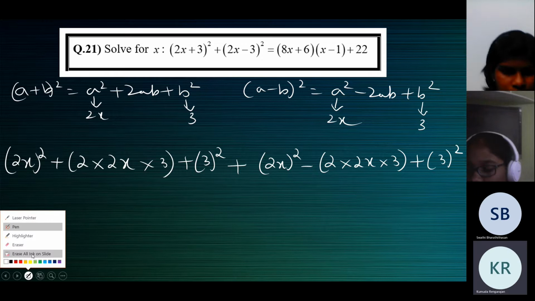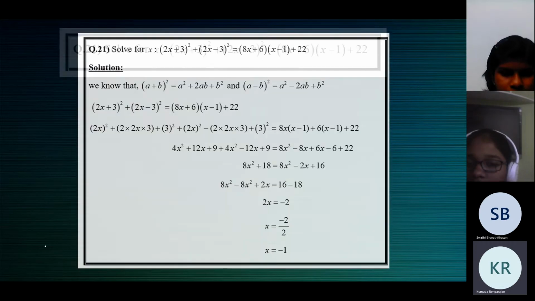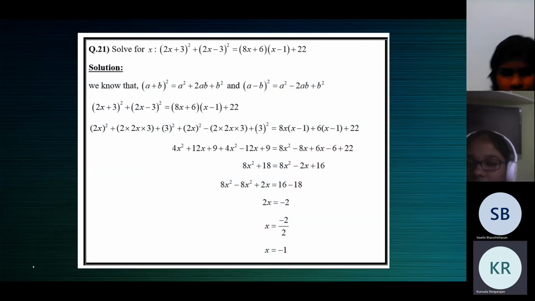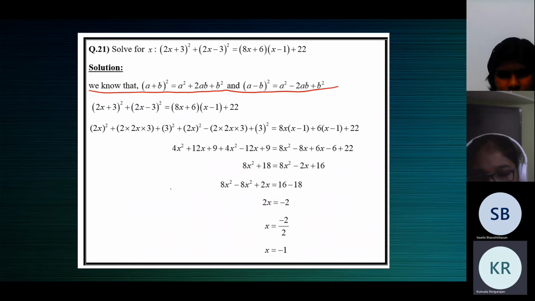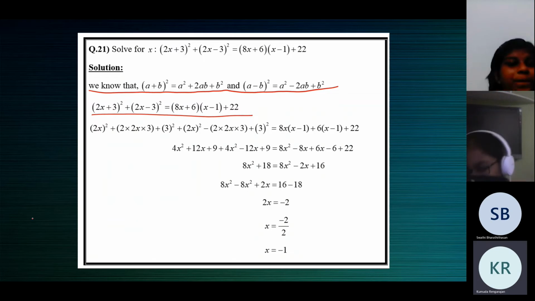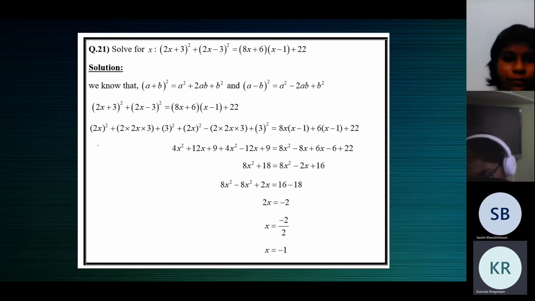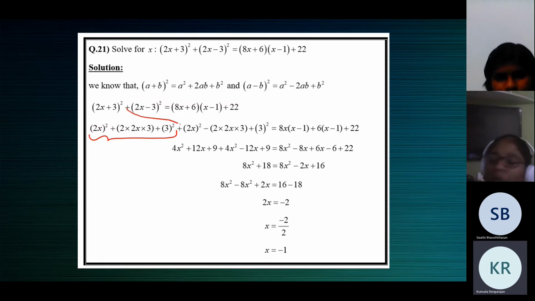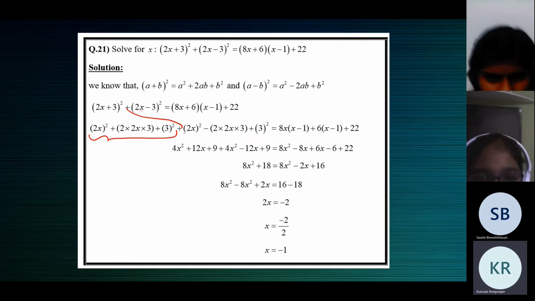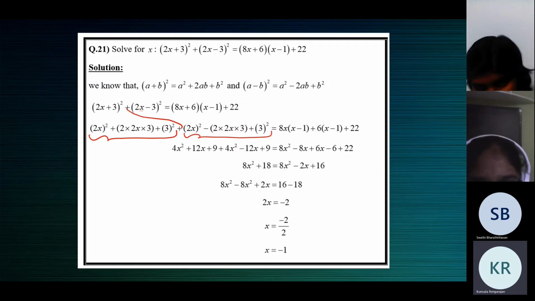So now let me explain with the help of the answer slide. This is what you have to do. See here, children. We know that (A + B) the whole square is A square plus 2AB plus B square, and (A − B) the whole square is A square minus 2AB plus B square. So now this is the equation given to us. Now this (2x + 3) the whole square should be written like this: A square plus 2AB plus B square. Then this plus sign, and (2x − 3) the whole square is A square minus 2AB plus B square.